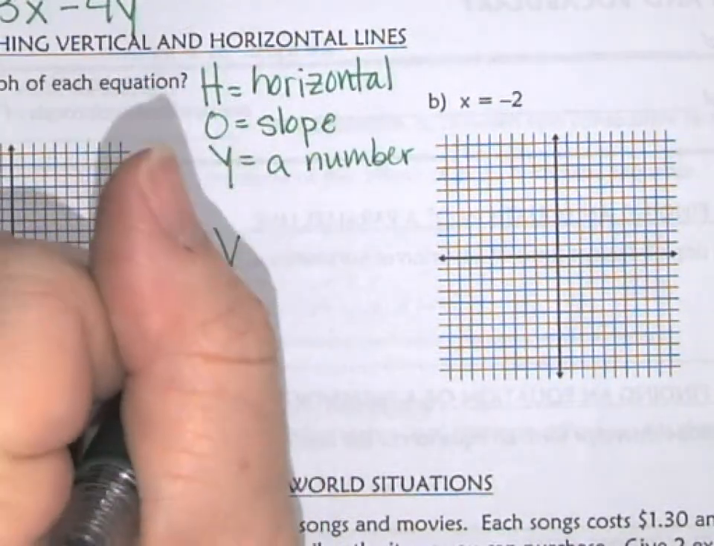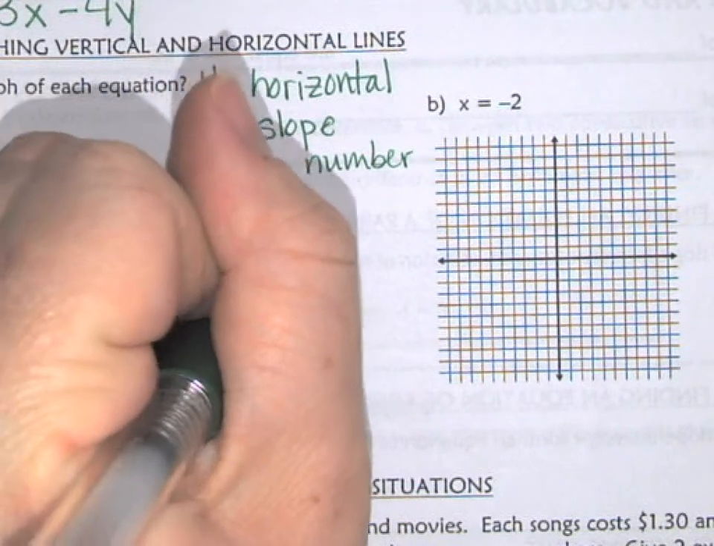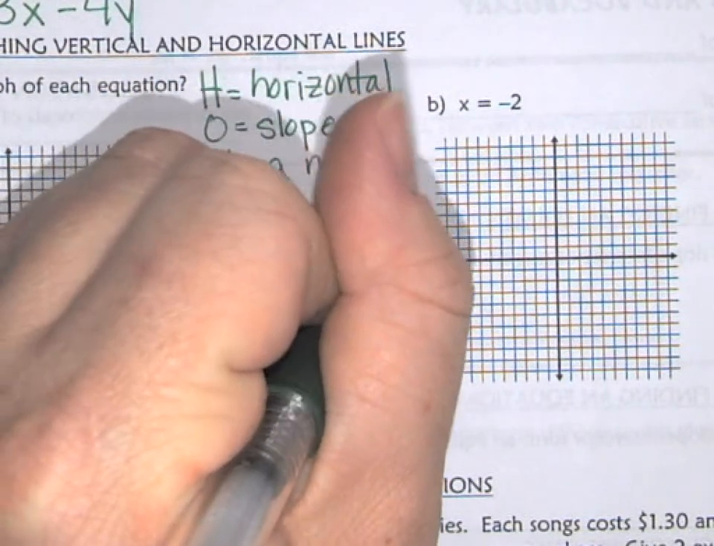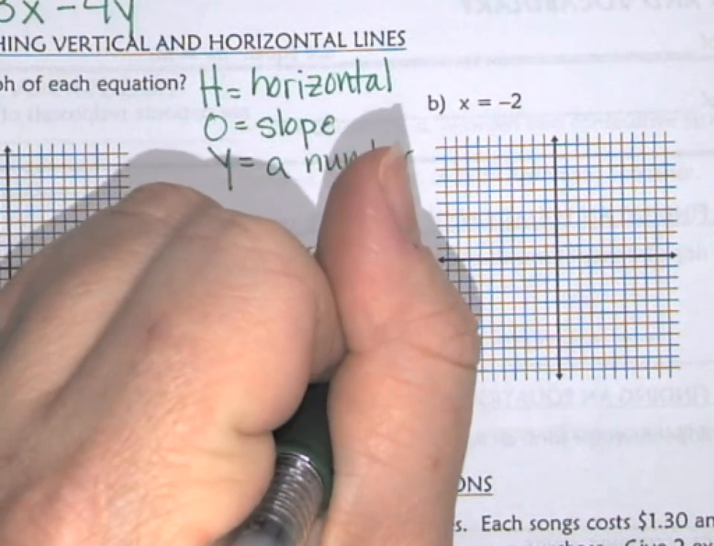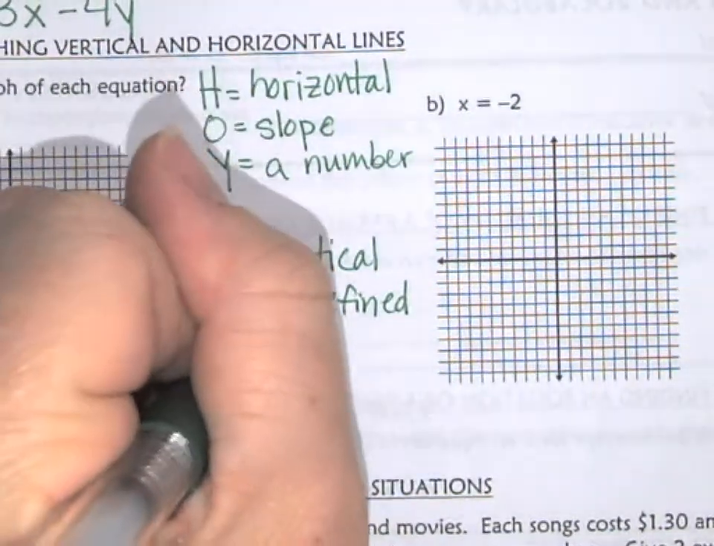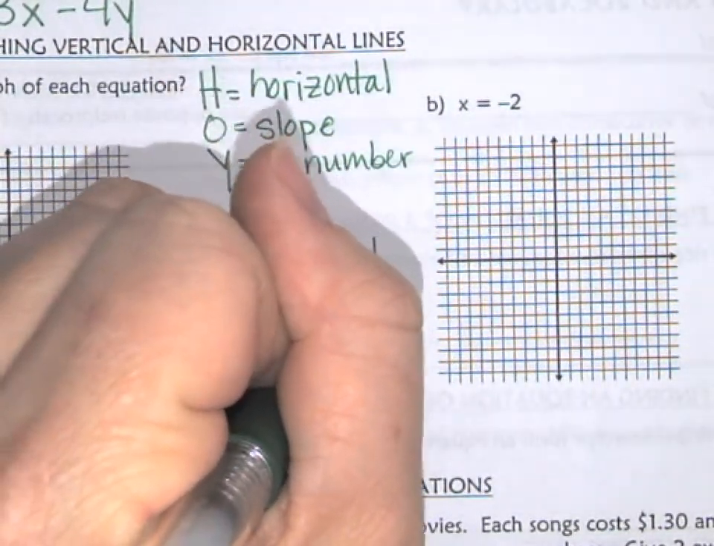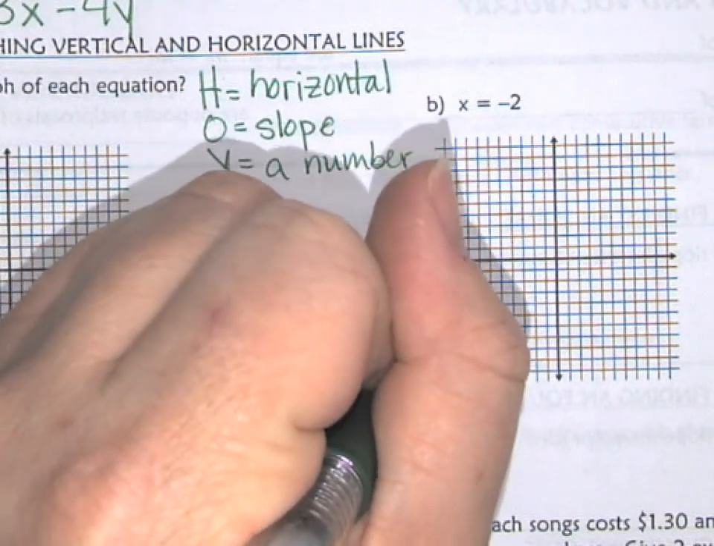Okay, so that's HOY. I also have VUX. This is for vertical lines. This is undefined, and x is equal to a number.